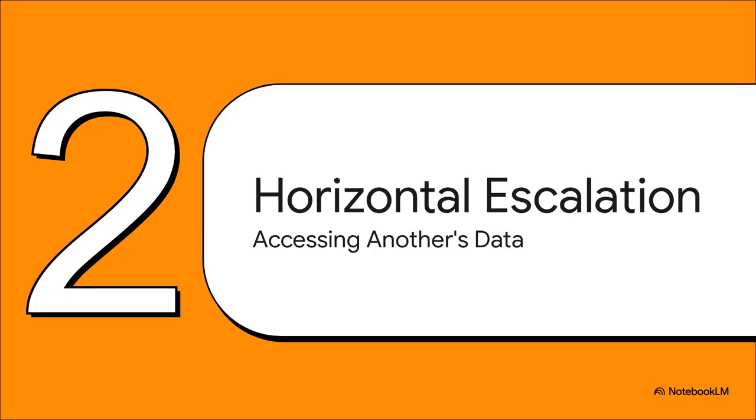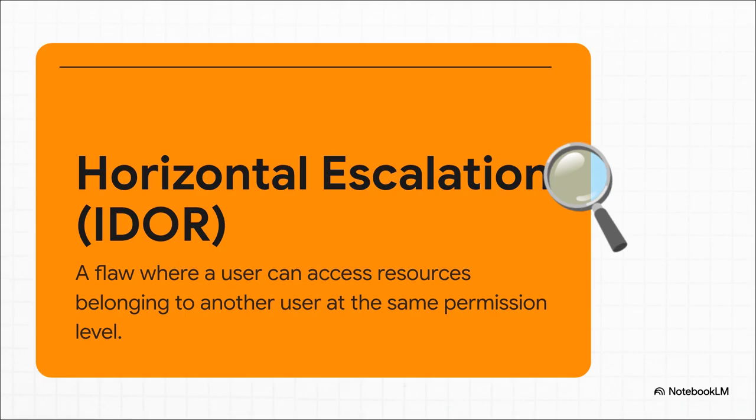Let's dive into our first major type of flaw, horizontal escalation. And this usually shows up as one of the most famous, most common bugs out there, the insecure direct object reference, or what everyone just calls an IDOR. So the main idea here is moving sideways. You're not trying to become a super user or an admin. Nope. You're just a regular user, and you're trying to access the data of another regular user. The business impact for this one is just massive. We're talking huge data leaks of very private, very sensitive information.